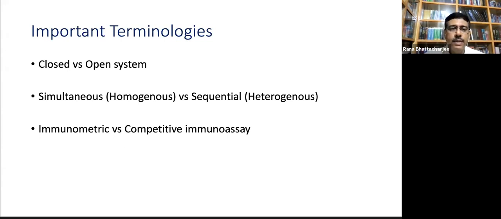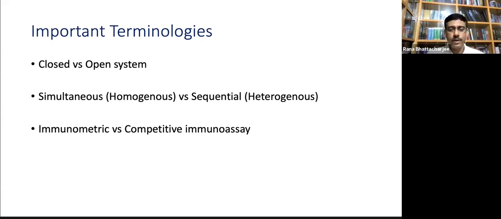There is another term, that is homogeneous or heterogeneous assays. The homogeneous assay is also known as simultaneous, and a heterogeneous assay is also known as sequential. This is nothing but the assays where a washing step is used, that is called sequential, but where the antigen antibody reaction and the enzymatic or chemiluminescent reaction is done within the same assay system without the need for separation is called homogeneous assay system. And immunometric and competitive immunoassay is very, very important. I will discuss this in my next few slides.